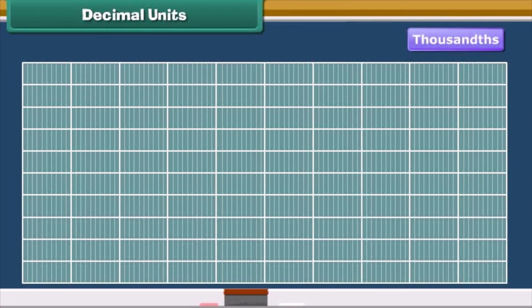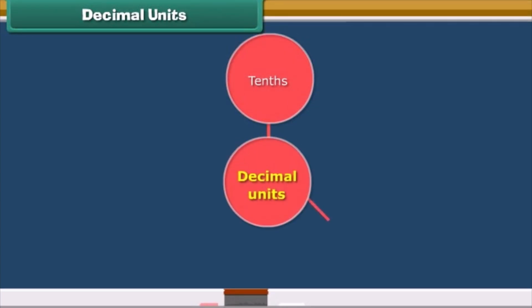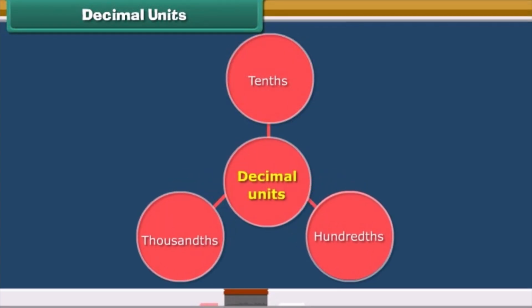1, that is hundredths. Dividing those rectangles into 10 smaller rectangles, we have 10 times hundredths, or thousandths parts of 1, that is thousandths. So, the fractions tenths, hundredths, thousandths are called decimal units.